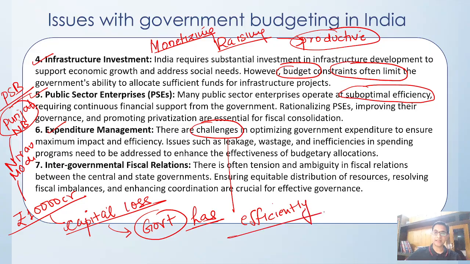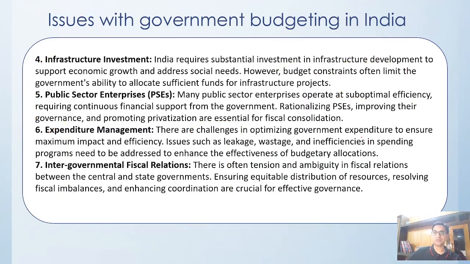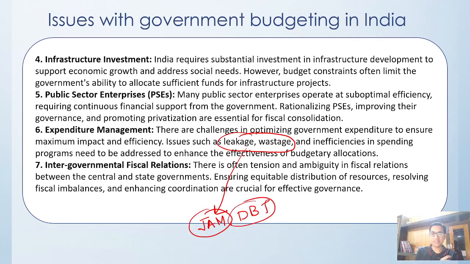Whether the expenditure is happening efficiently or not. Whether maximum impact has been achieved or not. Is there any kind of leakages? Is there any kind of wasteful expenses or inefficiency? Leakage and wasteful expenses have been somehow dealt with using the JAM Trinity model and direct benefit transfer. Jan Dhan, Aadhaar, Mobile and direct benefit transfer, we are trying to bridge the leakages and wastages.